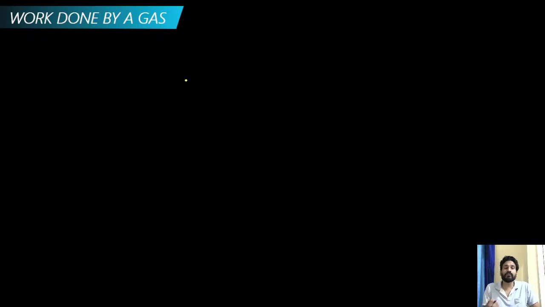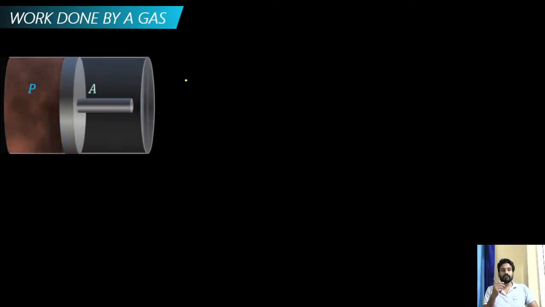So what is the meaning of work done by a gas? We will first try to calculate the work done by a gas. See, this is my cylinder gas piston system. This is my cylinder and this is my piston, and this is my gas, which is confined in this space. A is the area of this piston and P is the pressure here. I hope that this is clear to you.